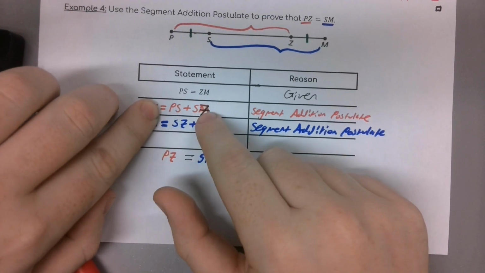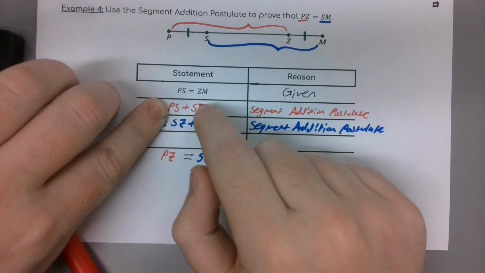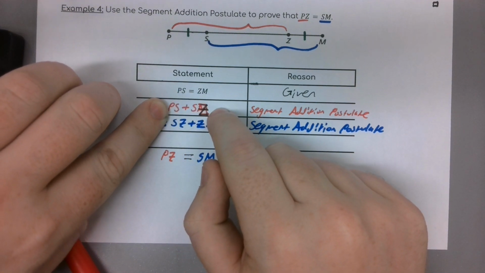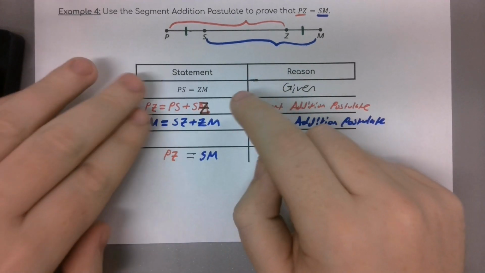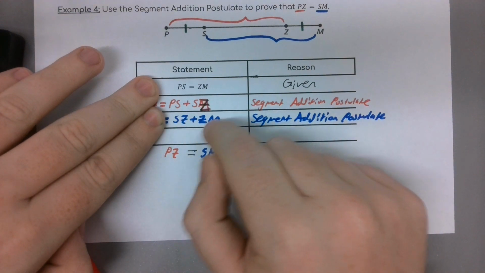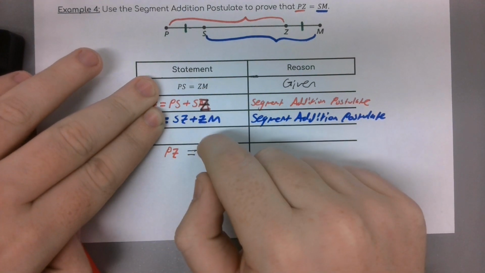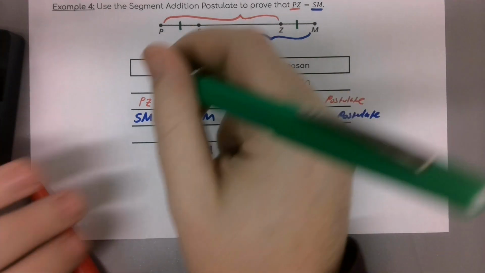PZ is PS plus SZ. We know PS is already up here. We would just need to add an SZ to make that work. But wait, similarly, SM is just SZ plus ZM. We would just need to add an SZ to this to make it happen. I think I see what we can do here.